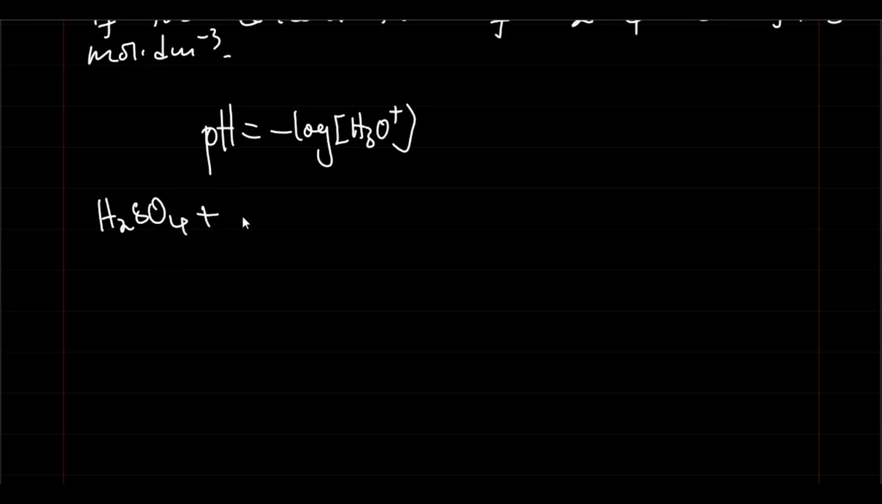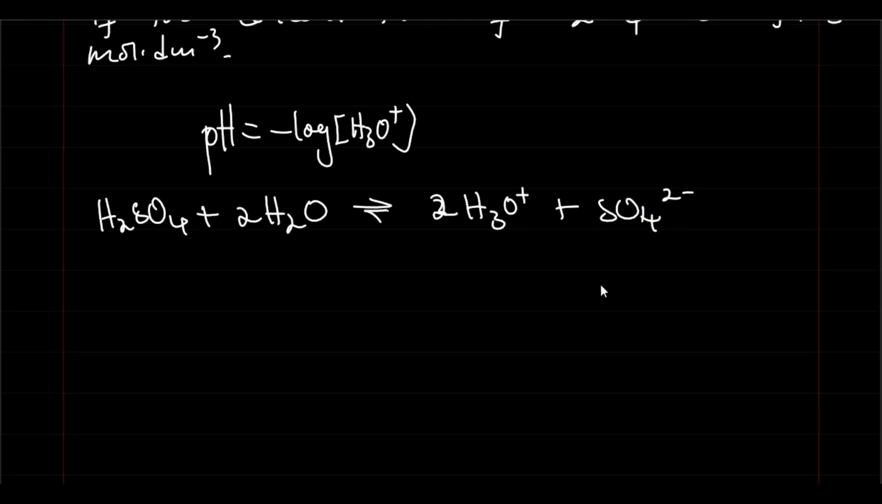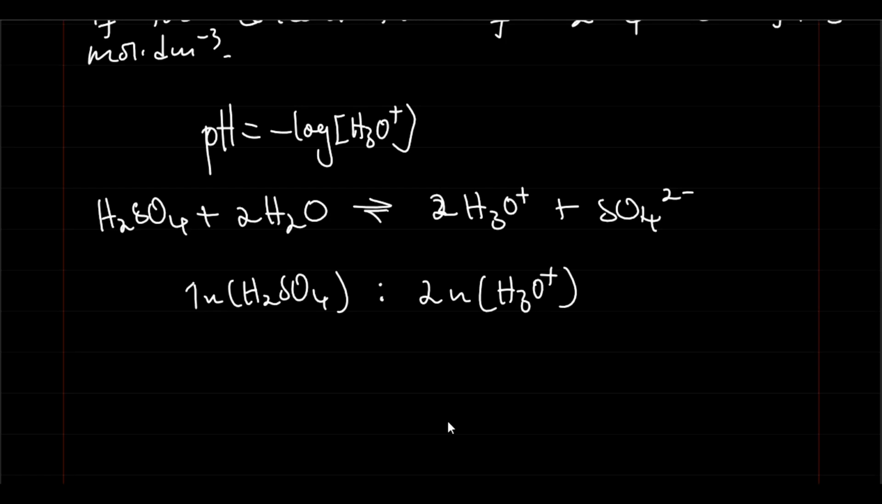Sulfuric acid in aqueous solution forms 2 hydronium ions plus sulfate ions. So now we can tell that every 1 mole of sulfuric acid that ionizes in water, 2 moles of the hydronium ion will be formed, isn't it?